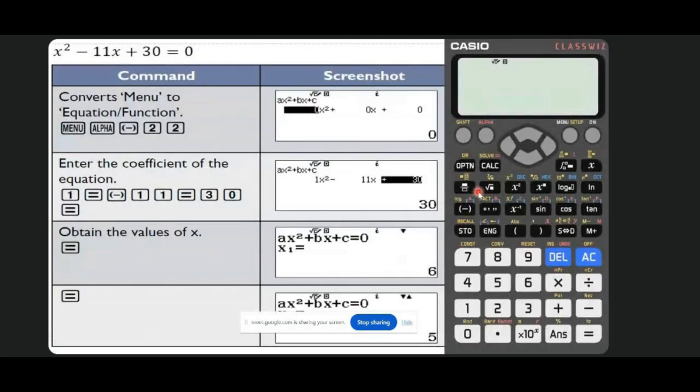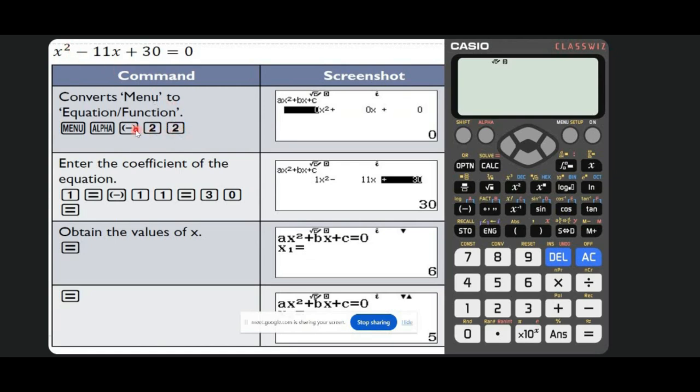Okay, for quadratic equation, you need to go to the menu, press alpha, then press the negative bracket symbol, and choose polynomial. Because this is quadratic, it means that it has a square. Then choose polynomial. The quadratic means x squared, the highest degree, so you need to choose 2.